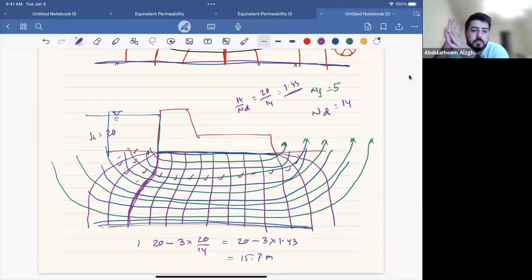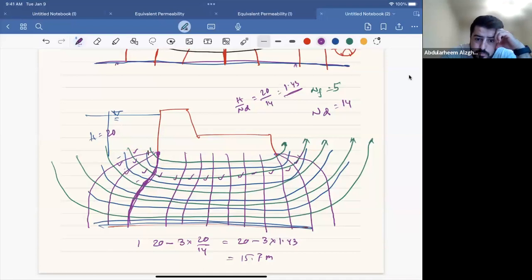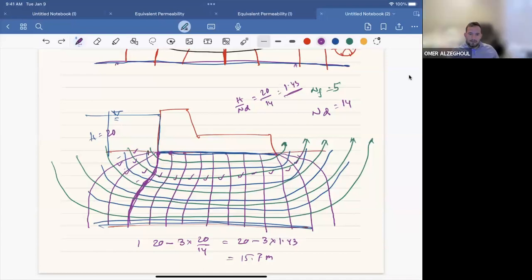So what is the water pressure here at this point? 15.7, right? What is the water pressure here? 15.7 minus 1.4. What is the water pressure here? Same, I mean, minus. Yeah, you just have to deduct it, right? The same process. So basically, after all the deduction, we can calculate how much pressure at this point, how much pressure at this point, right?